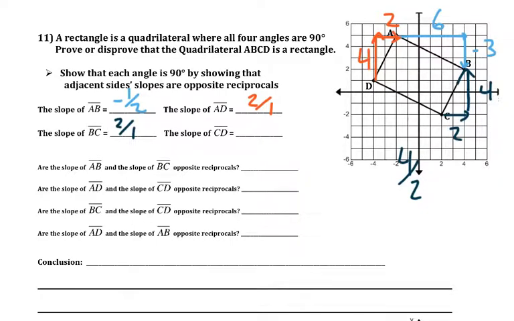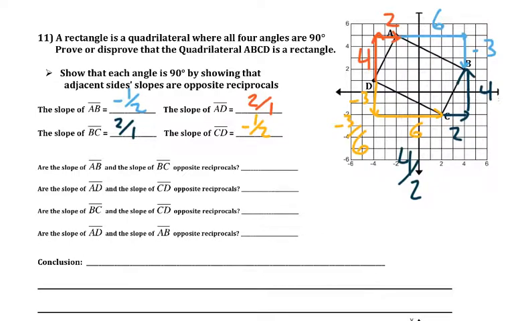Again, that's going to simplify to 2, or we could say 2 over 1. And then we have CD. So CD, we're going to go down 3, so negative 3. And right, 1, 2, 3, 4, 5, 6. So our slope is negative 3 over 6, which simplifies to negative 1/2. Okay, so we found the slope of each side of our quadrilateral.